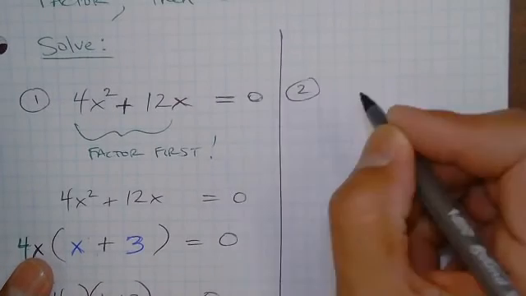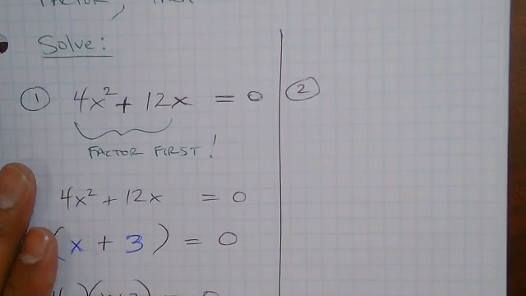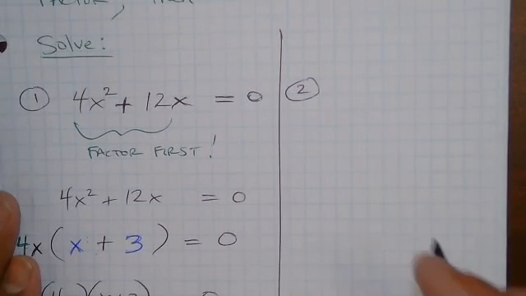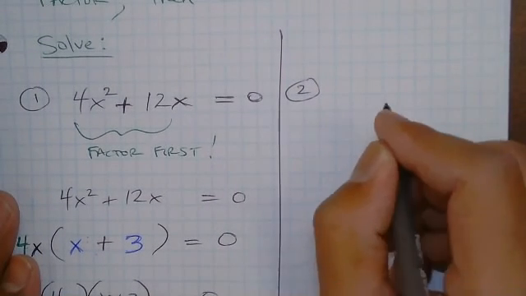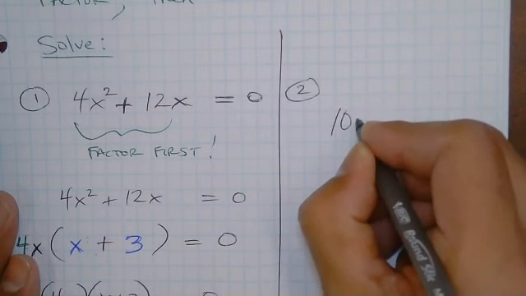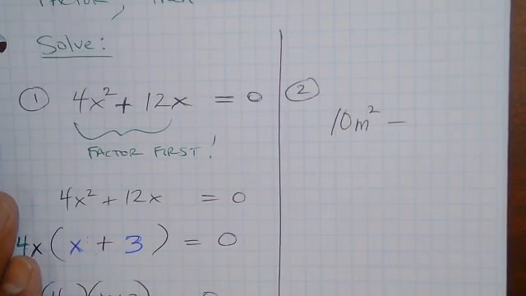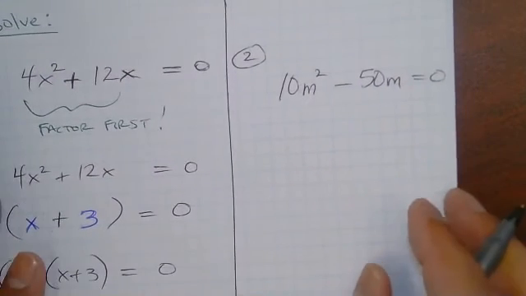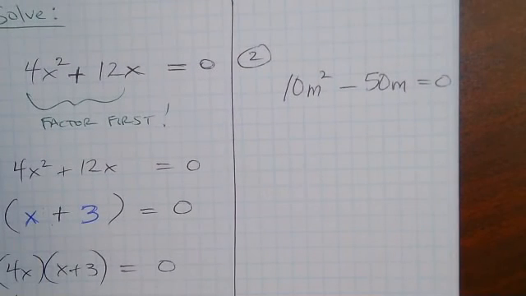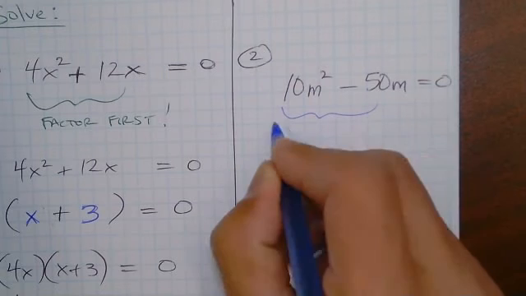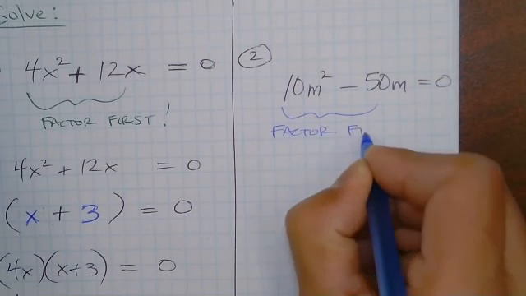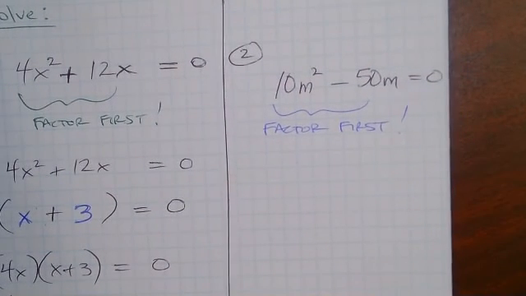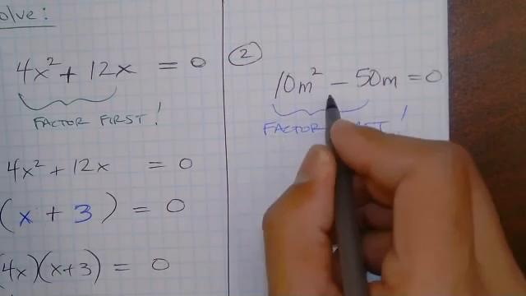Another similar one like this, number 2, is going to be, what about, another easy one, okay? Super easy one. What if I do 10m squared minus 50m equals 0? Let's see, we got to factor first. We always look for a greatest common factor first. Yes, I have a common factor here.